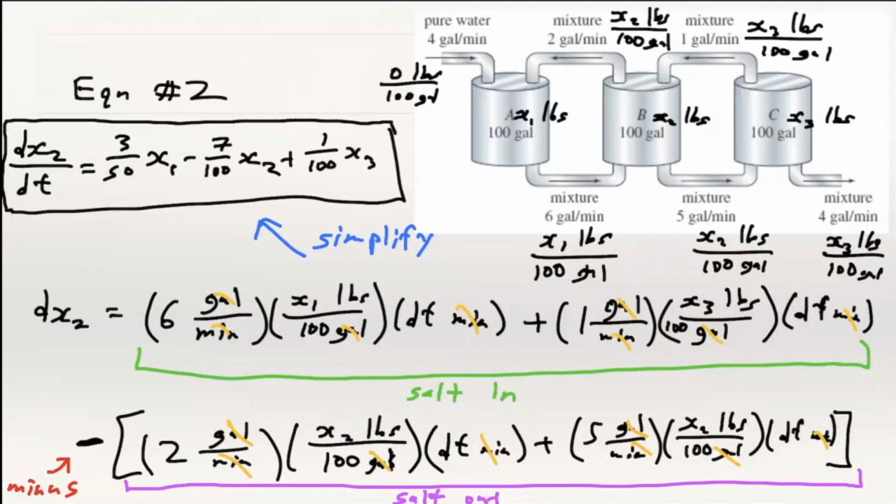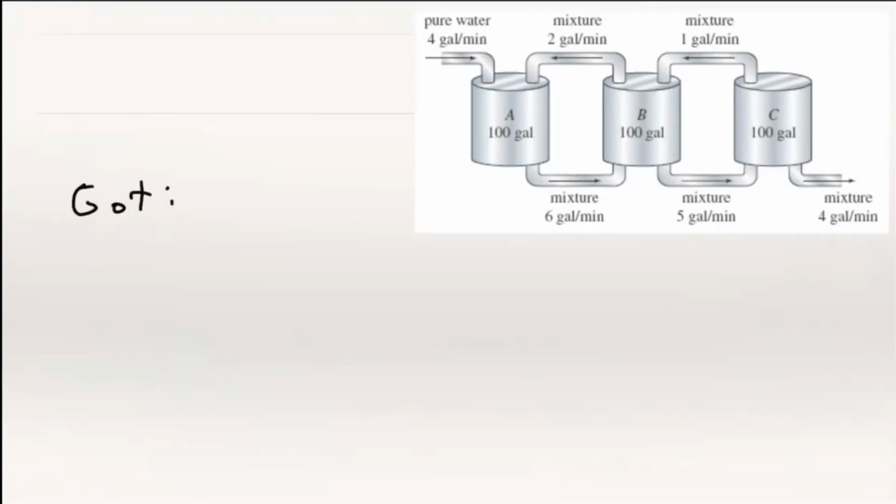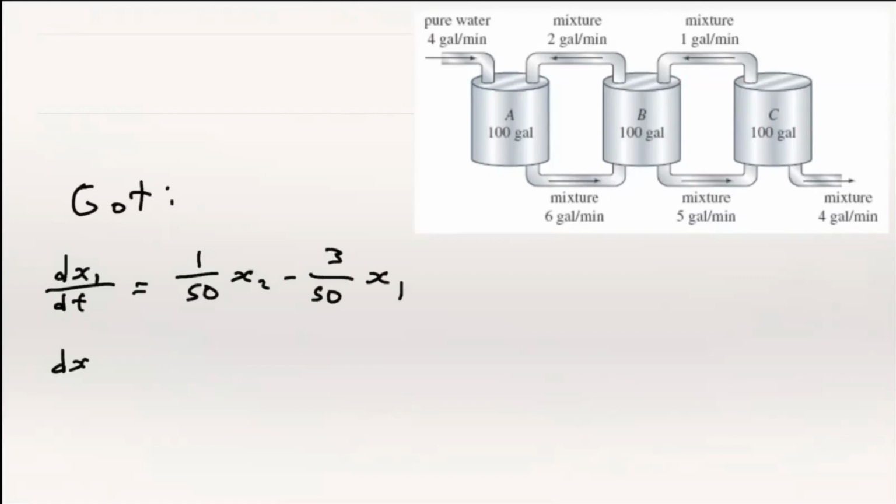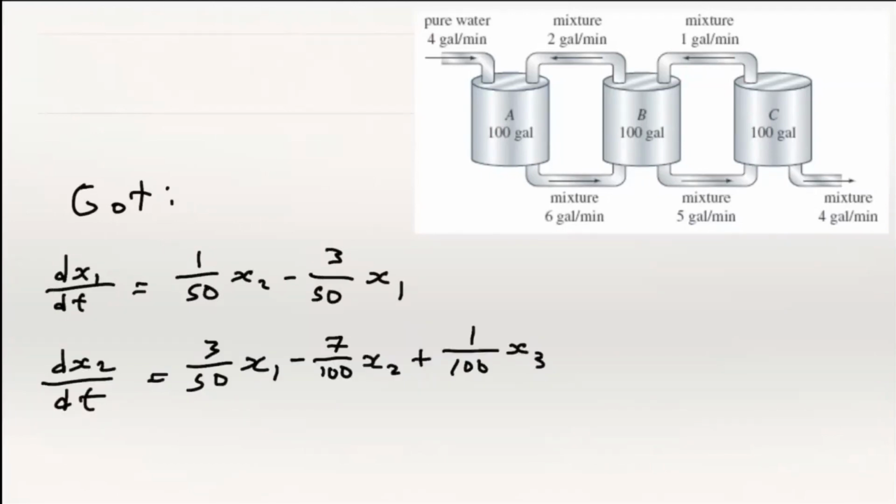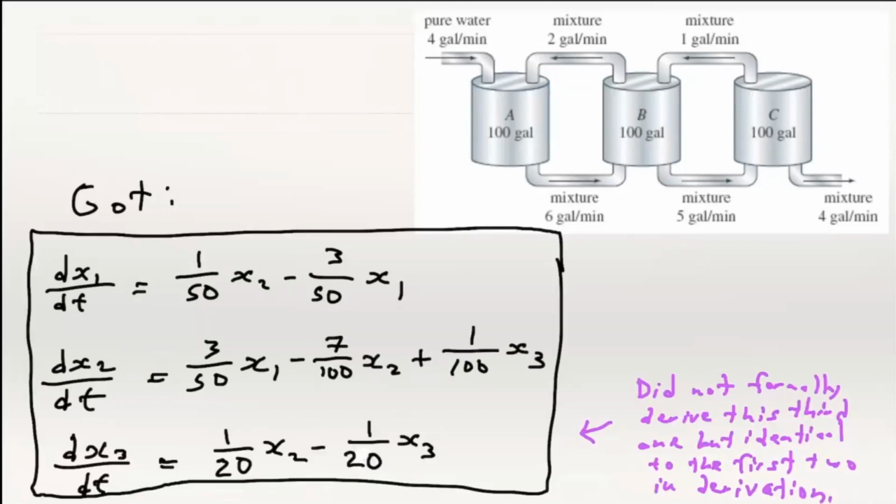And then we finally do it with tank C. I think at this point you get the idea. And we wound up getting dx1 dt was this. We got dx2 dt was that. And finally dx3 dt is that. So that is our system of differential equations. We'll learn how to actually solve systems like this near the end of the course, but that is the setup.